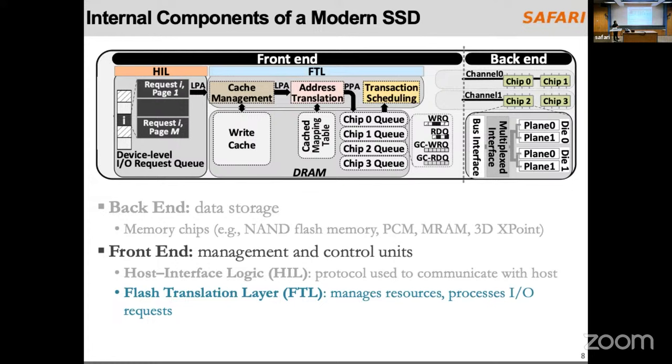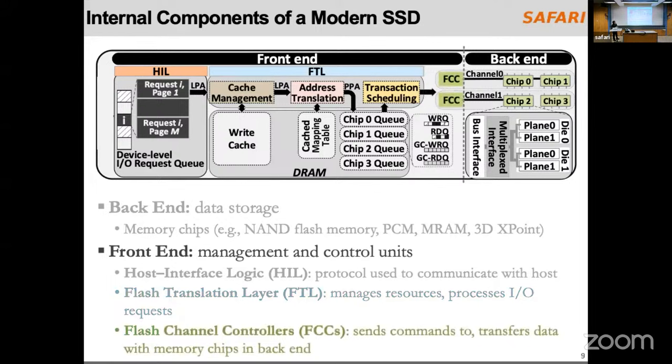There is also a cached mapping table, which is basically where part of the address translation table is stored in the DRAM. And we have a number of queues which are specific to each chip, and that can handle the writes, reads, and the garbage collection that we show here. There are a bunch of flash controllers which are responsible for doing the transaction scheduling, and those FCC components send the commands to the backend.